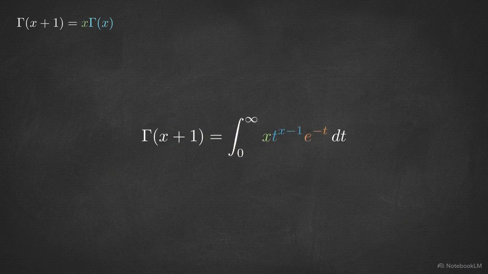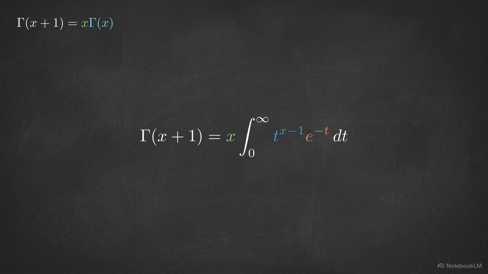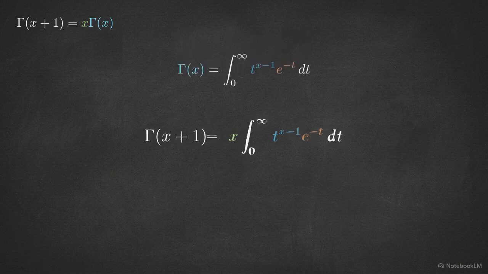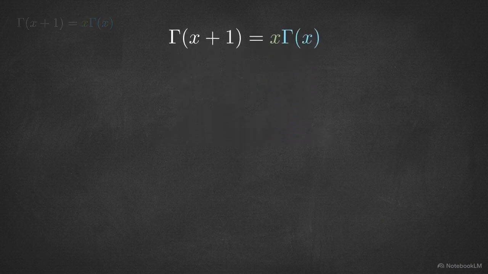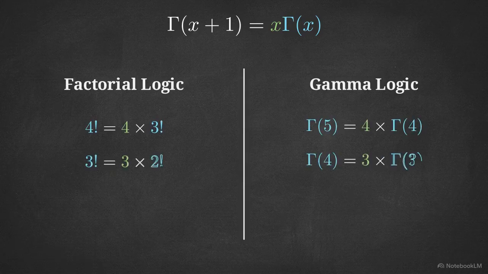This leaves the second part of the integration by parts formula. Pulling out the constant x leaves an integral that perfectly matches our original definition of the gamma function. We can now replace that integral with the gamma symbol itself. This algebraic proof confirms that our continuous integral follows the exact same step-by-step logic used in discrete factorials.